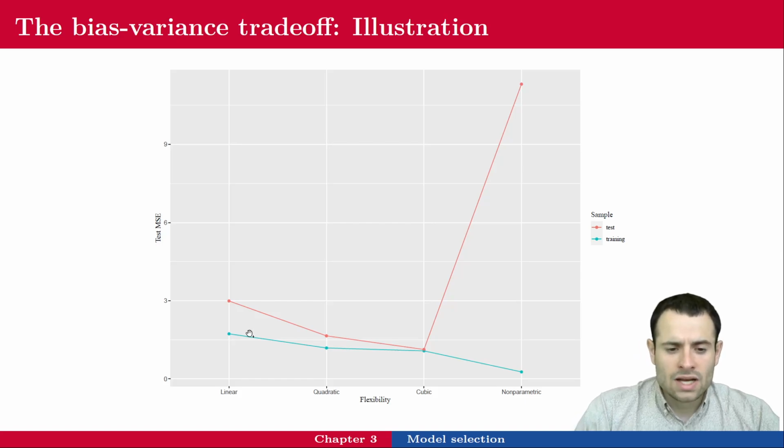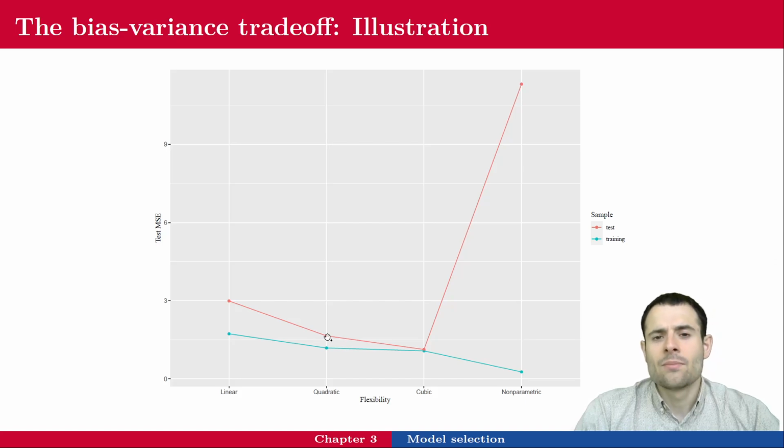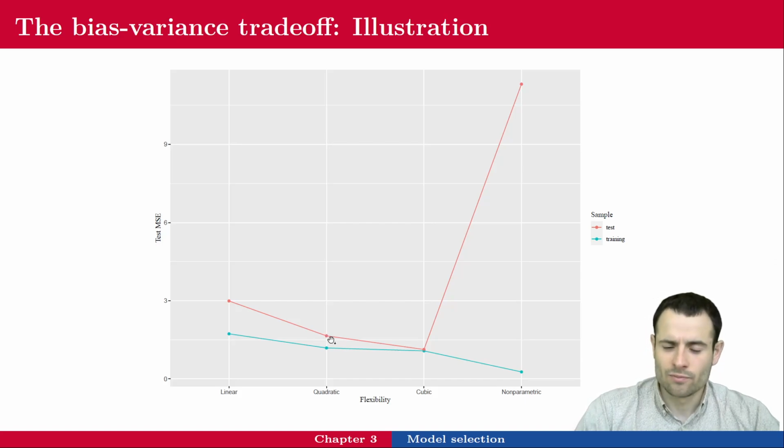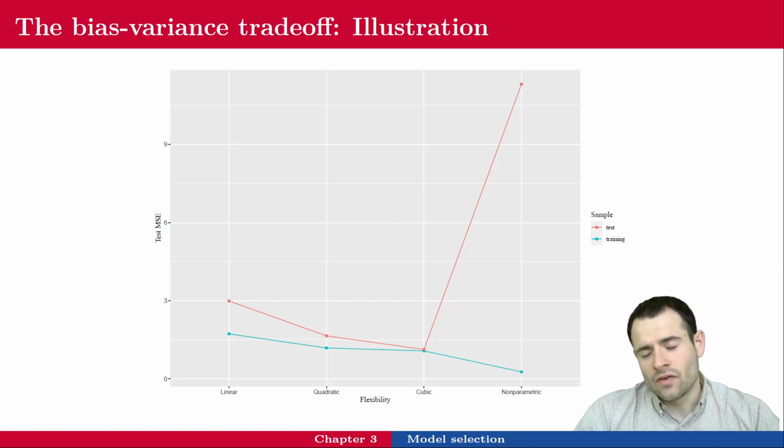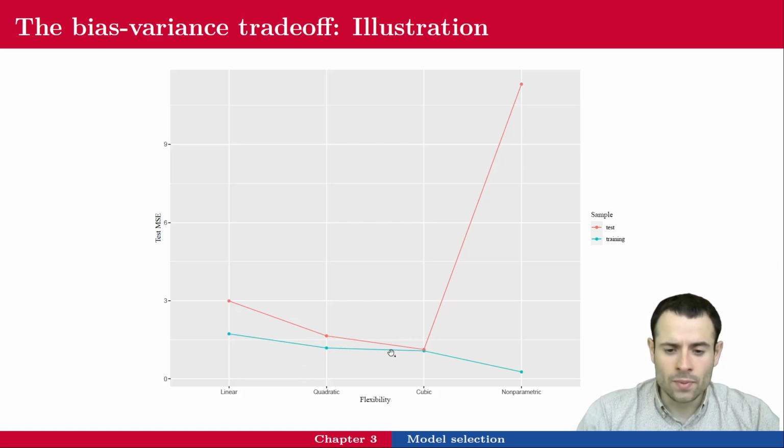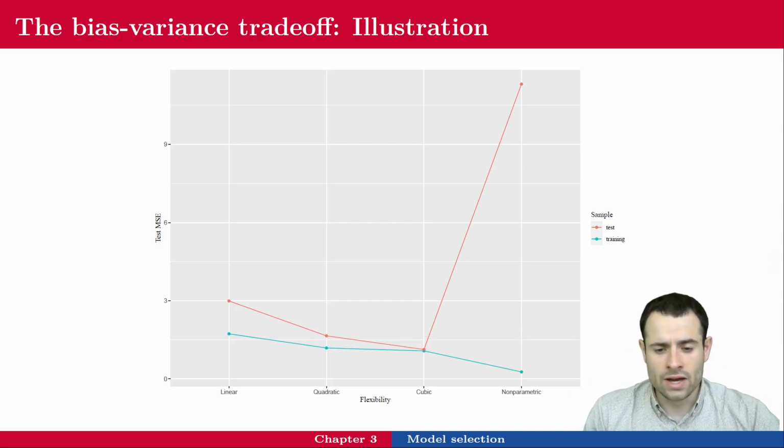So when I go from linear to quadratic, overall, my test MSE is better. It is lower. That's because the variance increased less than the bias decreased. So there was a huge gain. Here the gain is coming from the bias. Then when I go from quadratic to cubic, I am adding one more term. So I am increasing flexibility again. And again, the test MSE is going down.